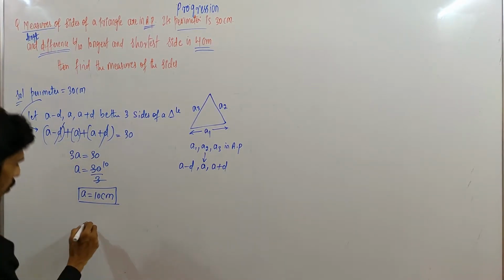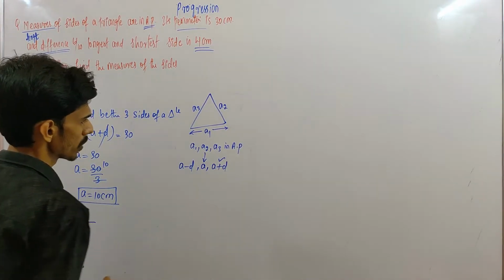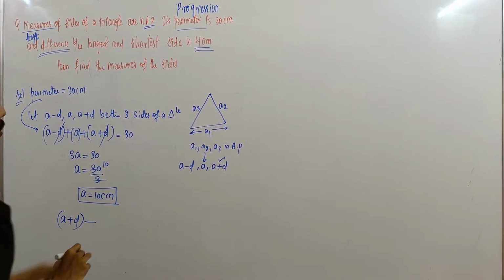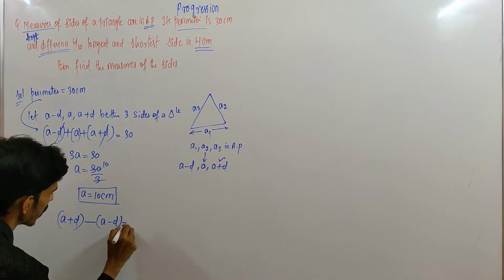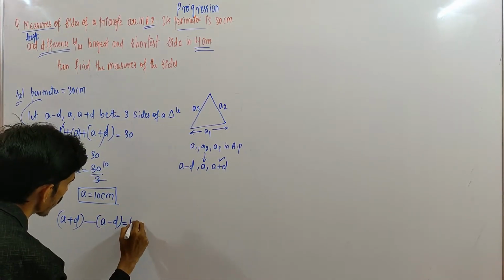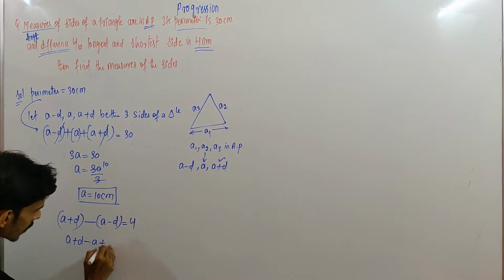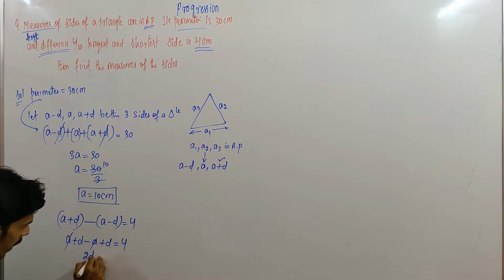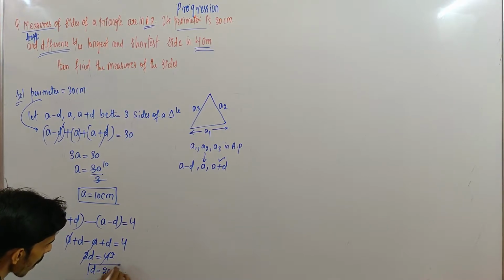Again, what is given? Difference. So we have difference of longest and shortest. This is the longest, A plus D. So A plus D minus shortest, we have A minus D, is equals to 4 centimeter. Now multiply this minus sign, it will become A plus D minus A plus D is equals to 4. Now cancel these two A's, D plus D, we have 2D. 2D is equals to 4 and 2 twos are 4. So we have D is equals to 2 centimeter.